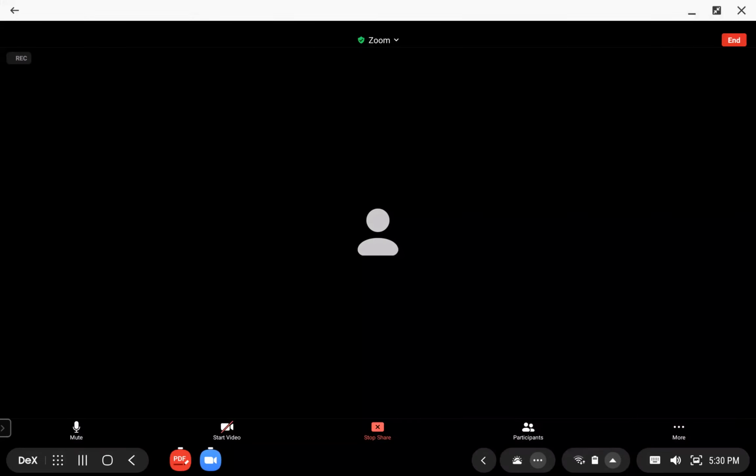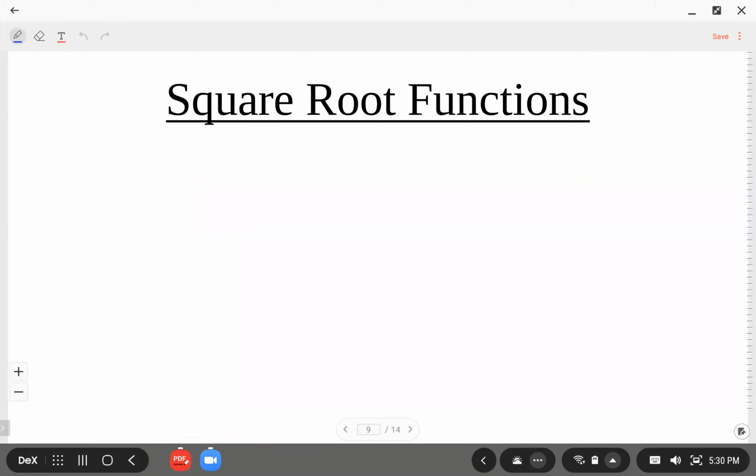So now we will go to square root functions. Yes, everybody is so excited for this. No, not really. Yep, I'm not excited either.